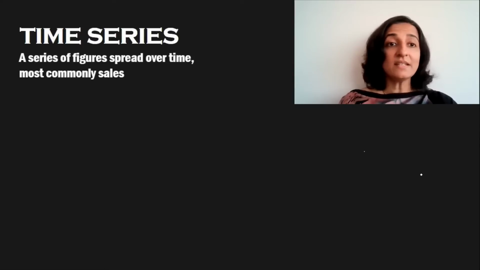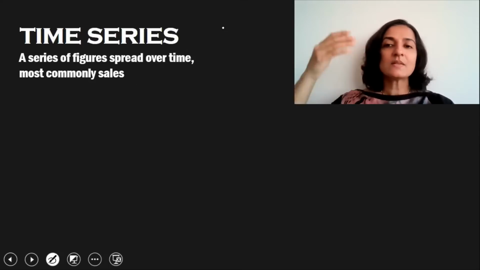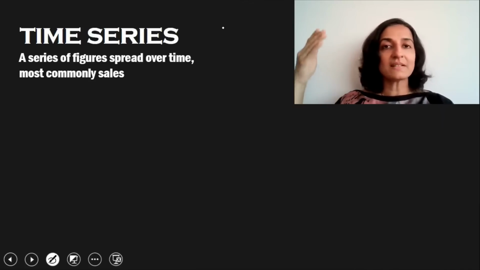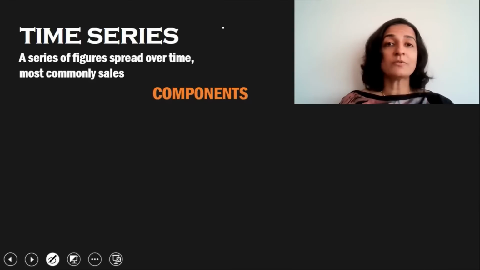So let's jump right into the topic. Time series is a series of figures spread over time, most commonly sales. So basically, it's the historical data of sales which is arranged month-wise or year-wise. Now, there are four components of time series.